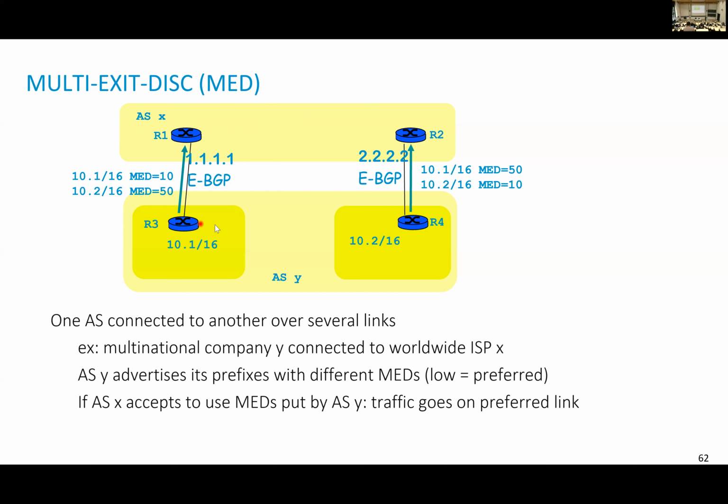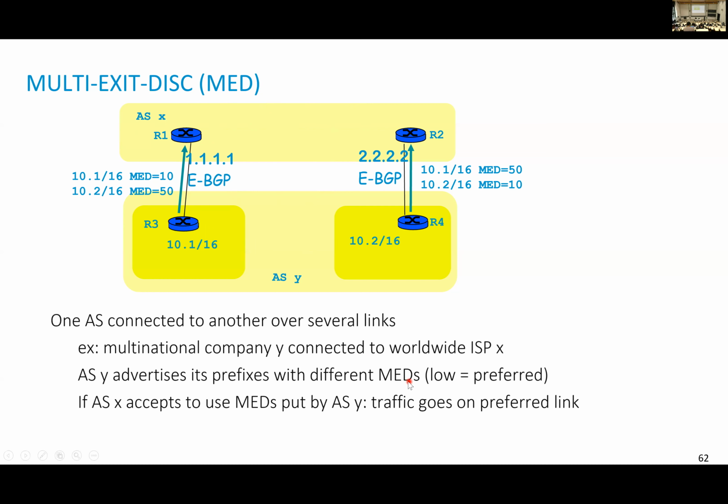Perhaps there is a link between R3 and R4, but this is an internal link that we would not like to use. For example, if there is a web server connected here that has a lot of traffic, we don't want to carry these large amounts of external traffic internally. That's a very typical situation that many networks have here.